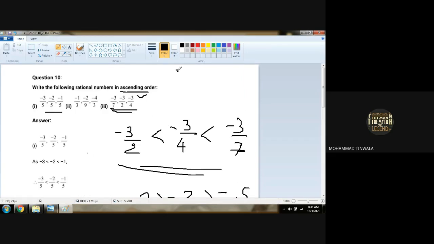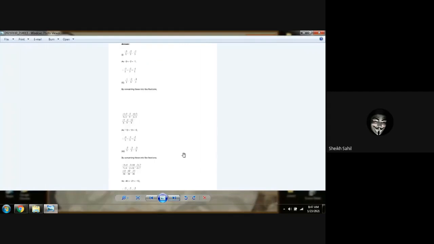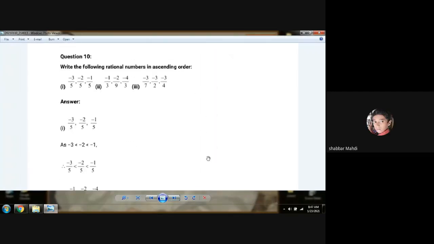For example, 3 upon 7, 3 upon 2 and 3 upon 4. When positive, 3 upon 2 is always greater than 3 upon 7, and also greater than 3 upon 4. But when it is a minus sign, the one with the smallest denominator will remain the smallest. Is that clear? So this will be our answer. Any doubt with question number 10? No, sir.